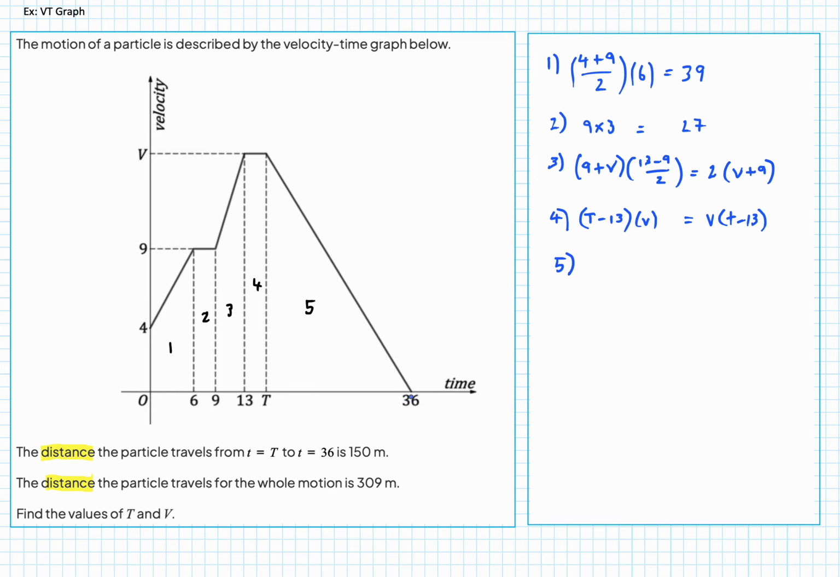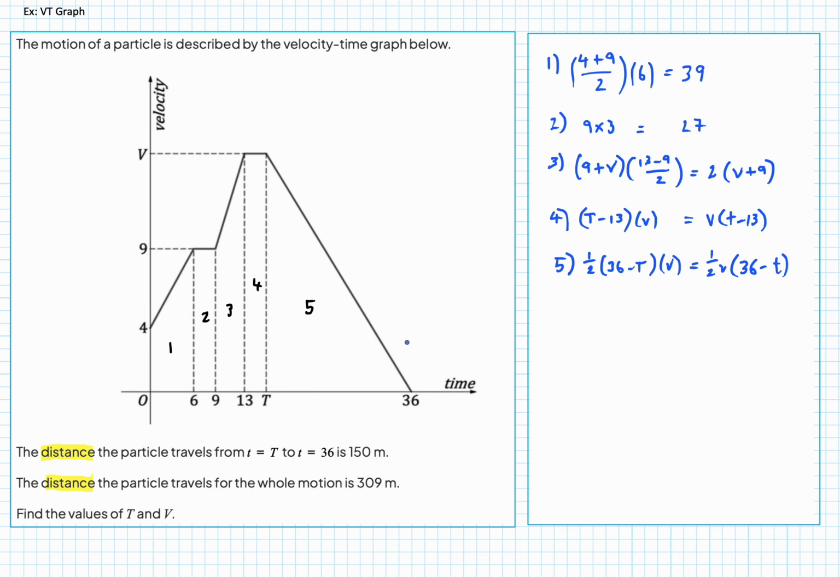Now while I'm doing this, we actually have an answer down below. We have some more information that we've been given. It tells us that the distance from t to the end of the line, 36, is actually equal to 150. Have a think about that for a second. And the whole motion was 309.